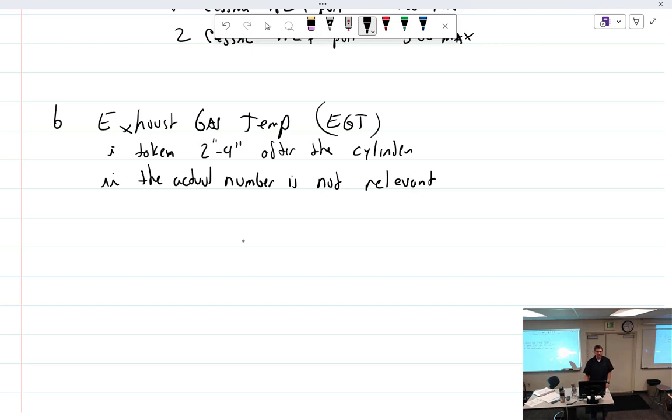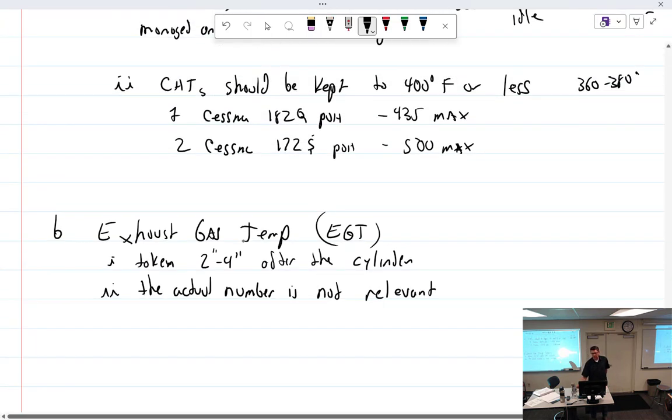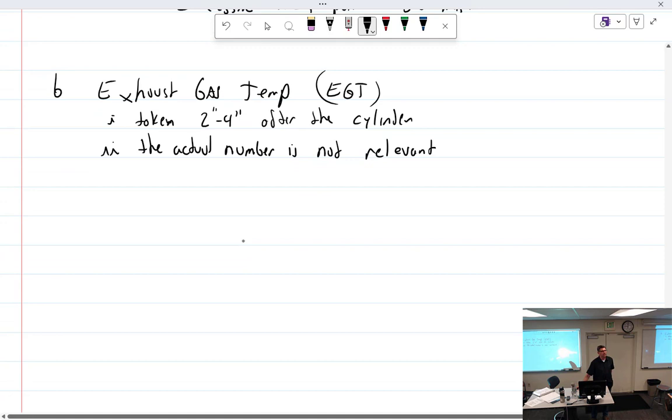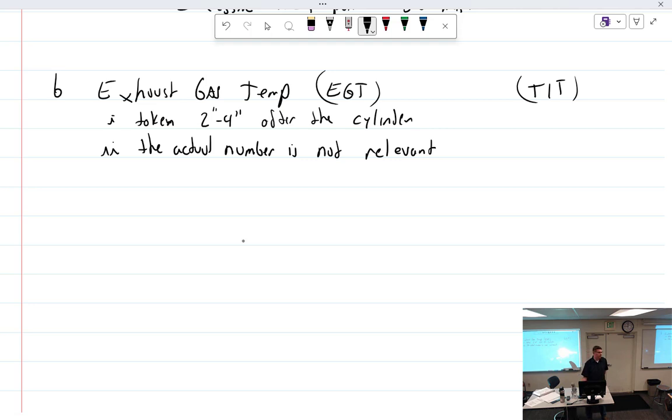So in other words, I have an absolute. The POH says, oh, you can't go above 435 or 500, and I say 400. Well, what about exhaust gas temp? Doesn't mean anything. The only time it means anything is if you have TIT, you have a turbocharged aircraft. Then you're going to have a red line. But otherwise, exhaust gas temperature, whatever it is, isn't relevant.